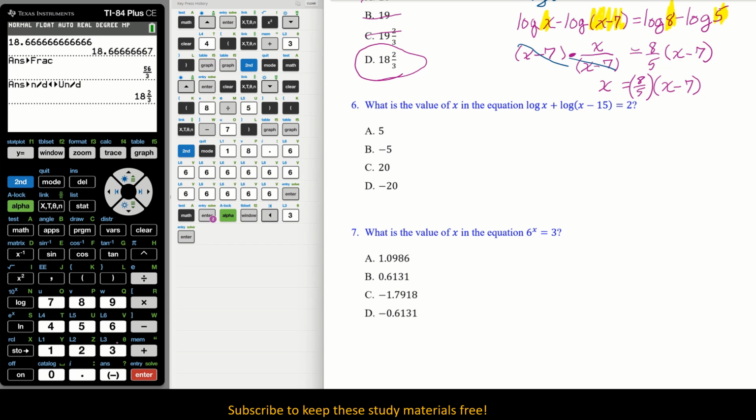Okay, now what do we have here? What we're going to do is condense that logarithm form, and then we need to talk about what the log really means. So what do we have? Well, when we're adding, we're multiplying, right? So we have log of x times x minus 15 equals 2. Okay, and we can distribute that. But before we distribute that, let's talk about this.